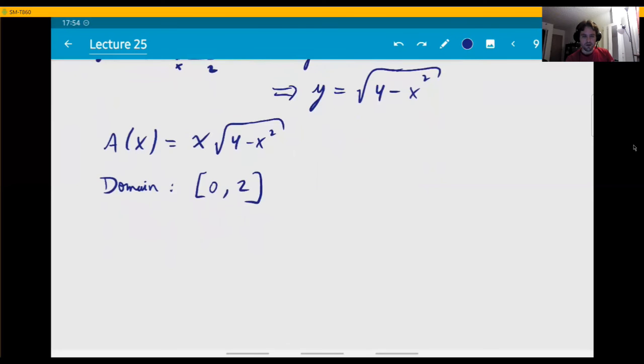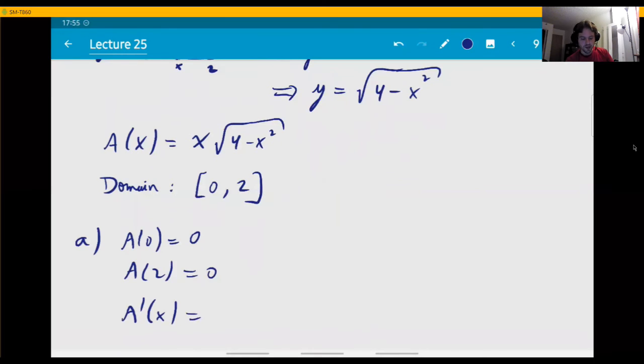In this domain, what is the maximum for item A? A was asking for the maximal area. What is the maximal area that we can find? How does that work? You're going to need to analyze A of 0 and A of 2. We already know those just from the picture, or from plugging in 0 and 2 into the formula, you have the value 0. And then you also need to find critical points. A prime, set that equal to 0. So I'm going to just copy down A prime for this function. You calculate that by using the product rule. This is A prime. It's the square root minus x squared over the square root.